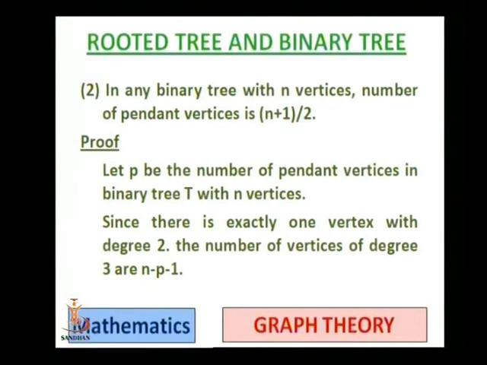Going for the proof, let us assume that the number of pendant vertices in a binary tree with n vertices is p. P is the number of pendant vertices. Now recalling the fact about binary trees, there is exactly one vertex of degree 2, and the number of vertices of degree 3 will be n minus p minus 1. N is the total number of vertices, p we assumed as the number of pendant vertices, and 1 stands for the one vertex of degree 2. So the total number of vertices of degree 3 would be n minus the number of pendant vertices minus the number of vertices with degree 2, that is n minus p minus 1.